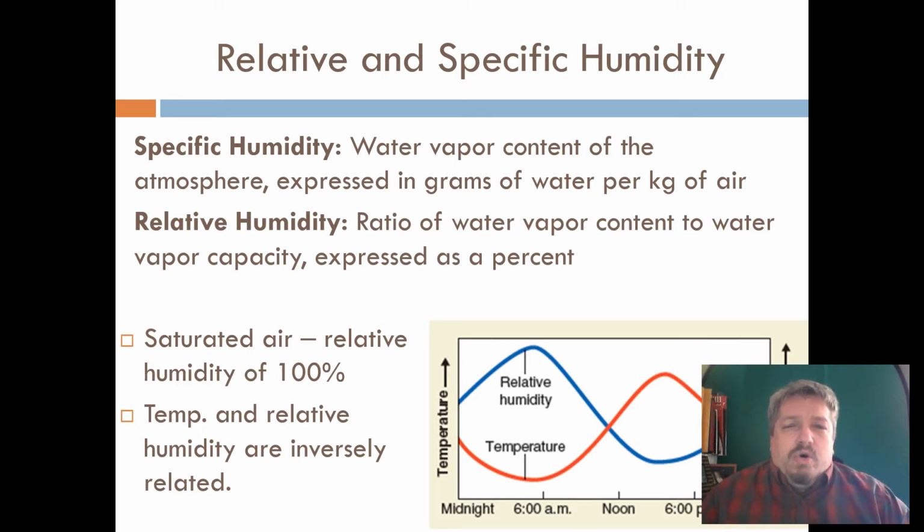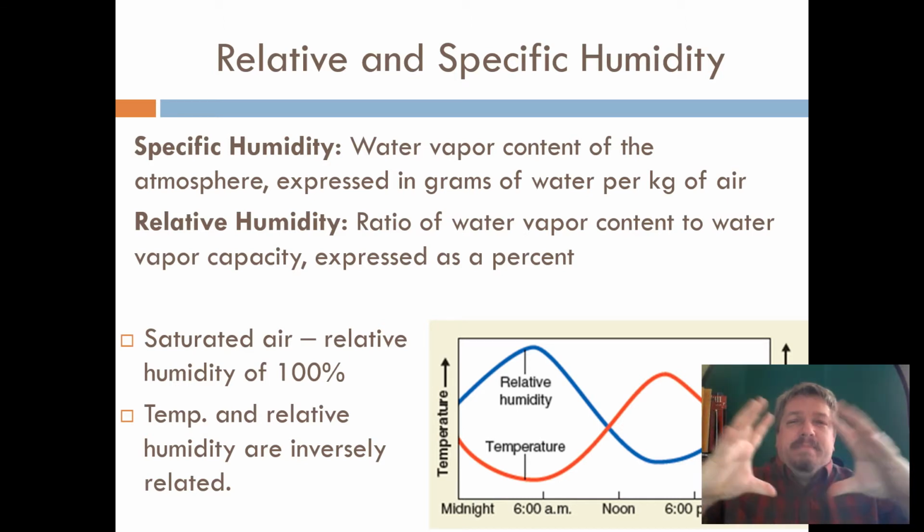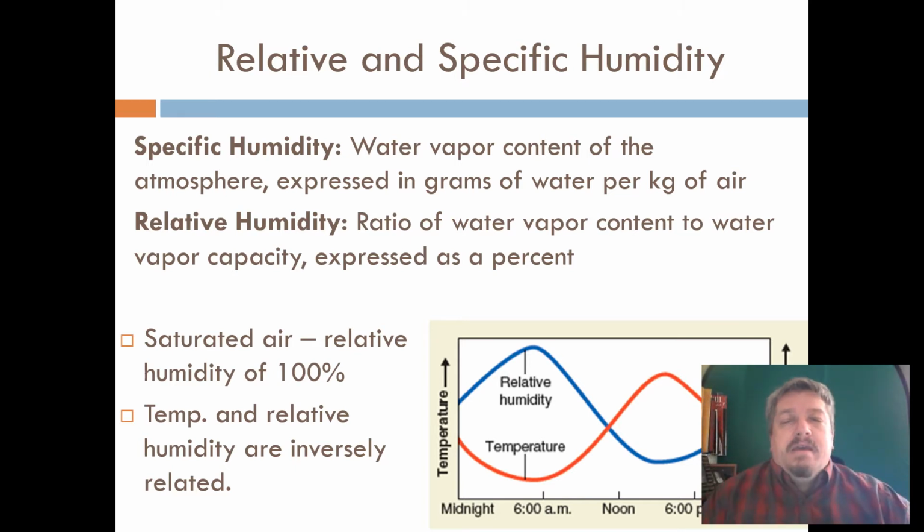Air can hold different amounts of water vapor based on temperature. Colder air can hold less water. Warmer air can hold more water, because as air gets warm, it expands. It has more capacity. So you have this idea of relative humidity. In other words, how much water is the air holding based on how much could it hold, because that can change.